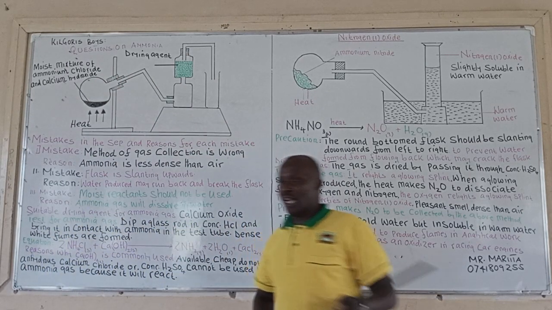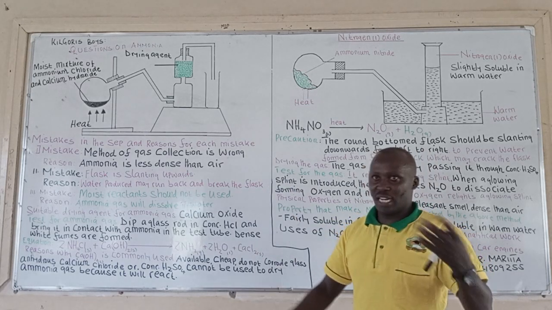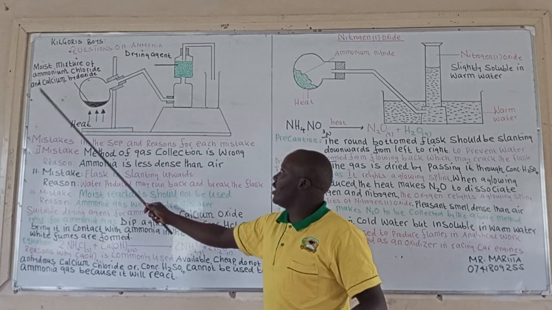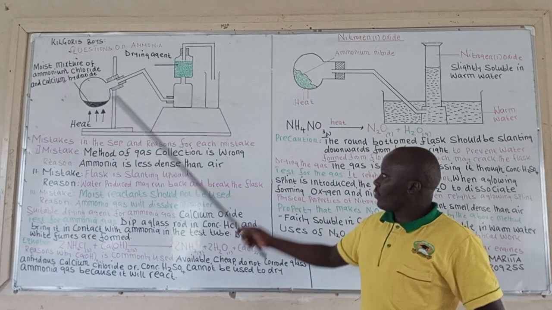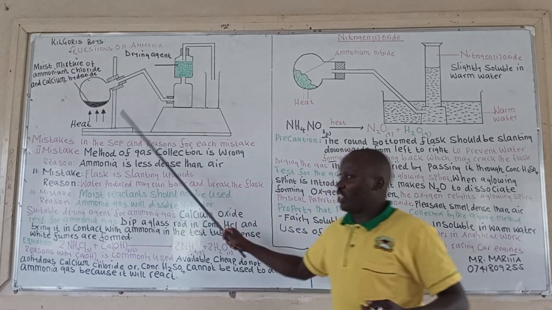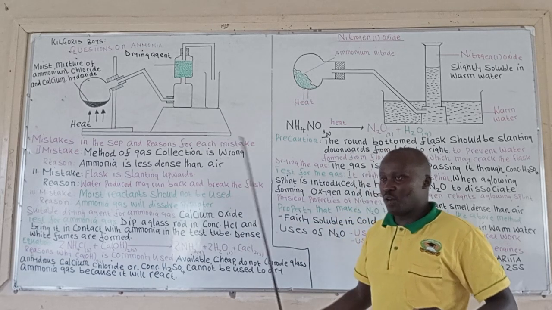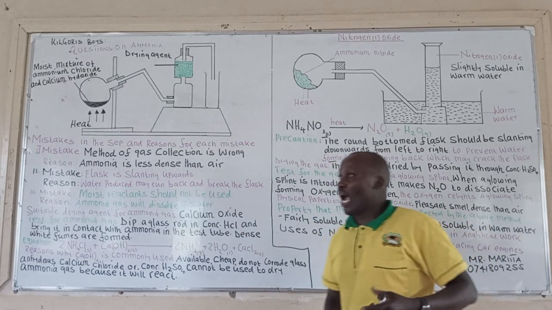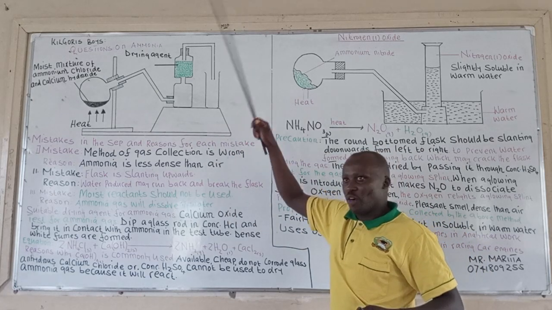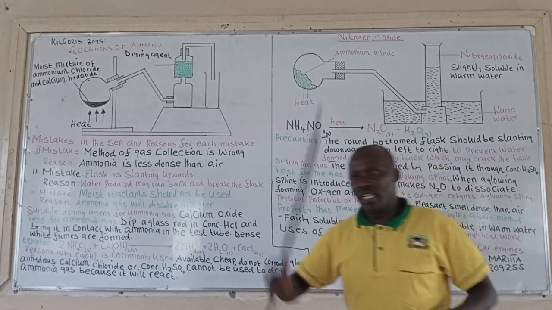So now from this diagram, there are some questions that you will be asked. This normally comes in an examination, whereby you have a moist mixture of ammonium chloride and calcium hydroxide. Then we have, of course, heat. Then we have a drying agent. The flask should be pointing downwards, but here it is pointing upwards. Once the gas has been dried, it must be collected by the upward delivery method, but as you can see from here, it is collected by the downward delivery method.